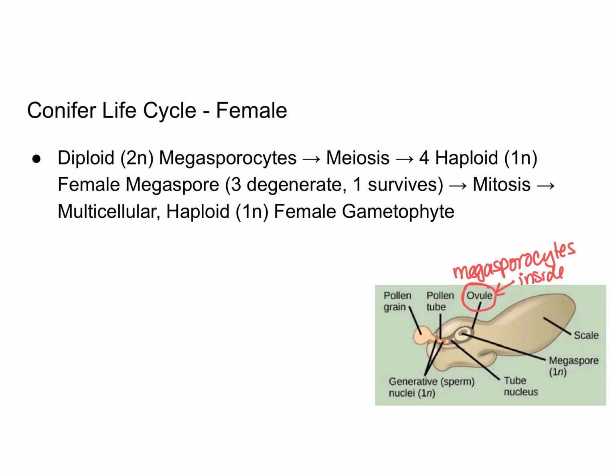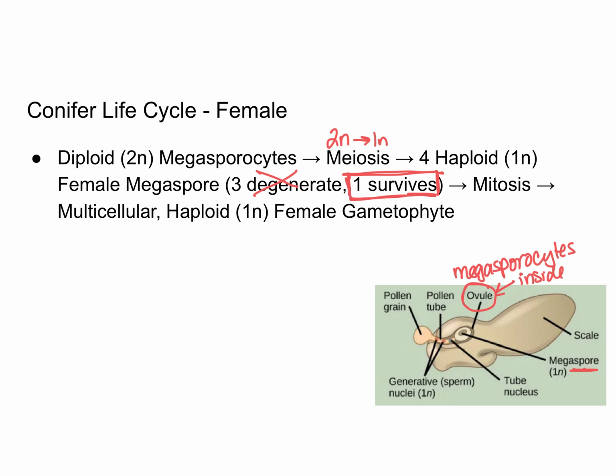And these megasporocytes are diploid. So remember, they've got two copies of chromosomes. And meiosis is going to happen, so that diploid condition is going to be changed to a haploid condition. And so ultimately there are going to be formed 4 haploid female megaspores. And they're showing a megaspore right here. Now, out of these 4 megaspores that develop, 3 of them degenerate. So 3 of them are essentially useless. But one of them survives, and it's usually the bigger, stronger one.